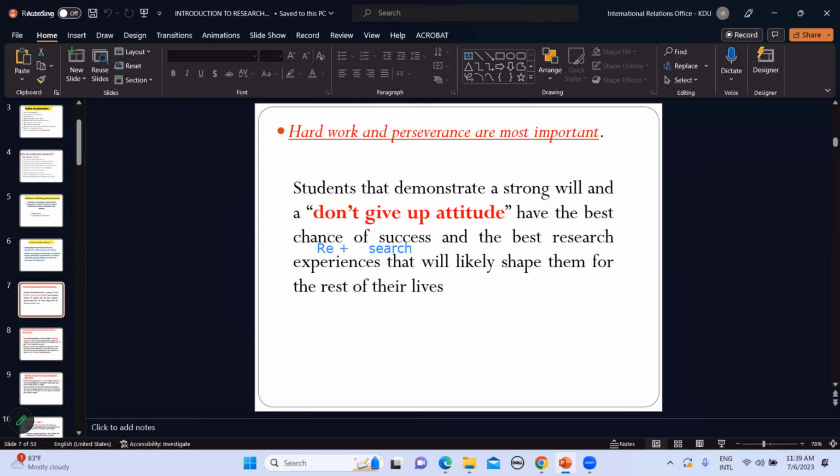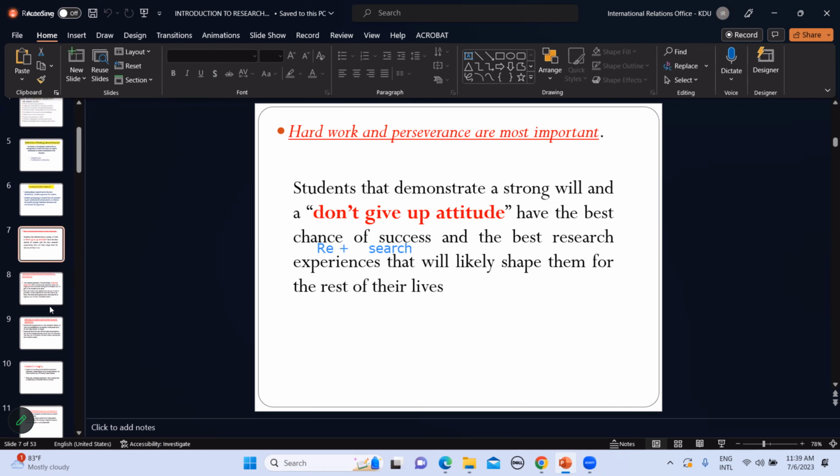Research experiences like that will likely stay with them for the rest of their lives. Once you become a researcher, even for the rest of your life, you can accept challenges which other people don't accept. That attitude you have to develop. That is called hard work and perseverance. Students, that is very, very important. You can't say, now it is evening, now night, now morning, now lunchtime, I cannot work. No, at any time you should be willing to work.